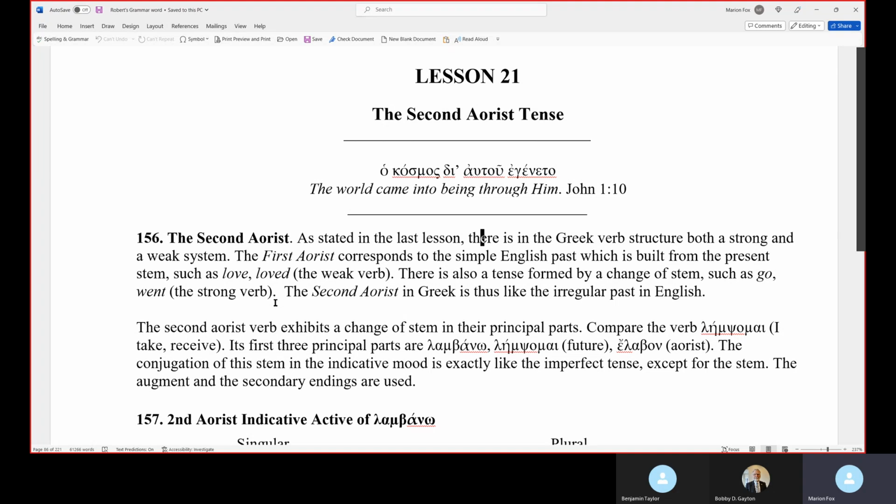The only difference in them is the structure of how they're conjugated. The first aorist is a weak aorist. It has to go by the rules, so it can't go off on its own, not powerful enough. That's the way I remember it. And this second aorist is a strong aorist. It goes against the rules. It's like go, went, gone in English. It has its own rules. All right, so that's when you're second aorist.